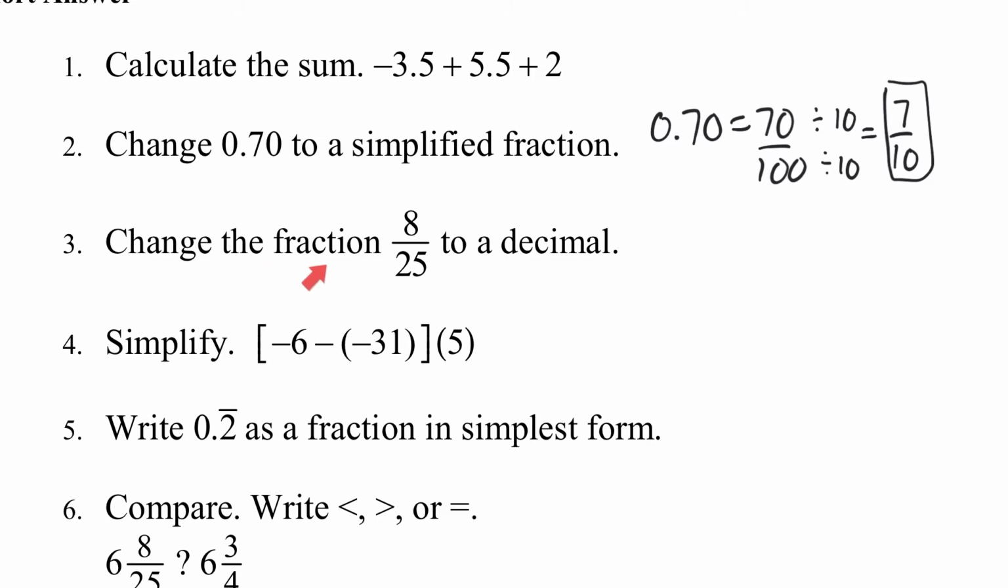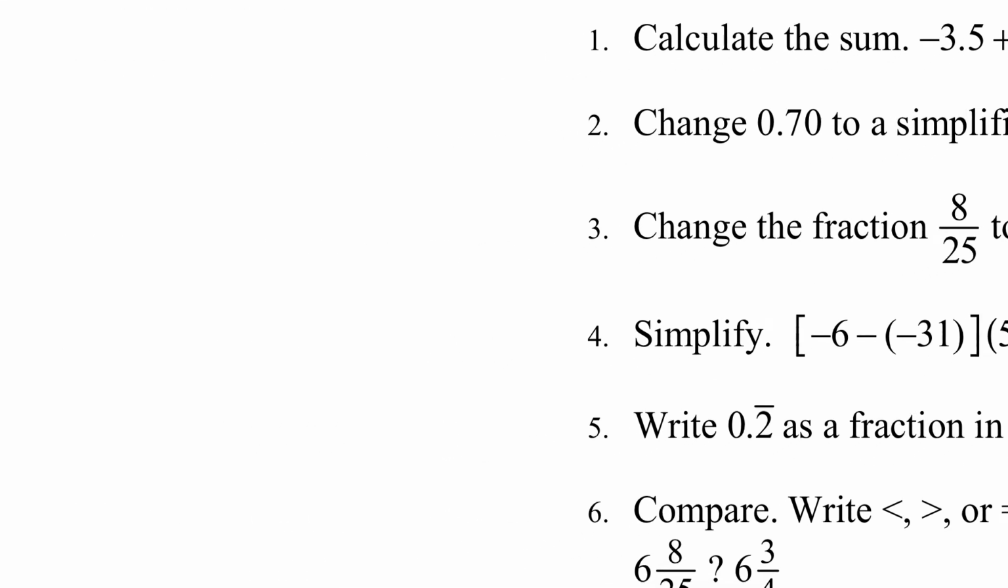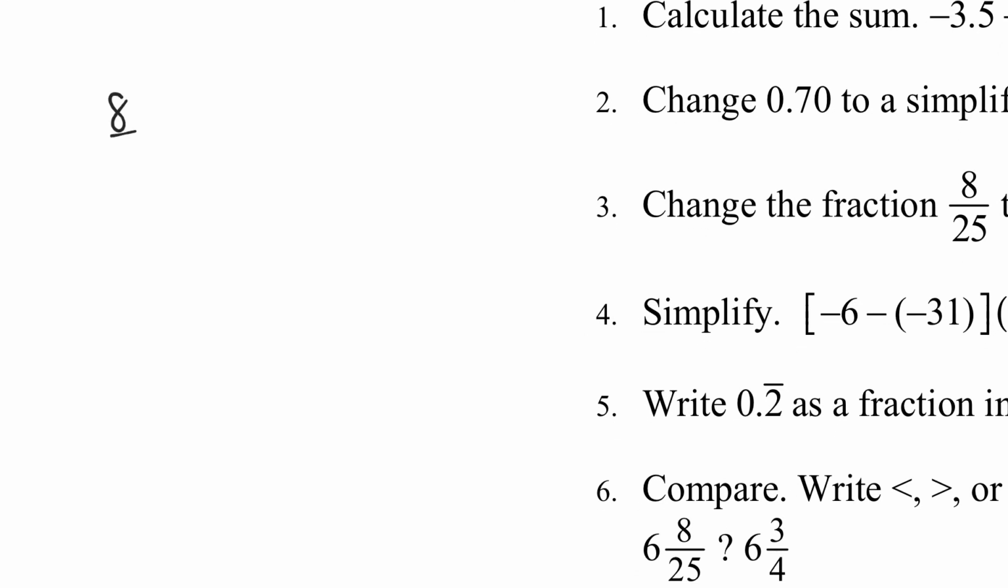Next one, change the fraction 8 over 25 to a decimal. Okay, well, there's two ways of doing this. I'm going to do it over here. 8 over 25. Now, cowboys and horses, right? The cowboy is the 8, rides on top, and the cowboy sleeps inside, the horse sleeps outside. Cowboys and horses. So if you do it the wrong way, if you have 8 going into 25, you'll get the wrong answer.